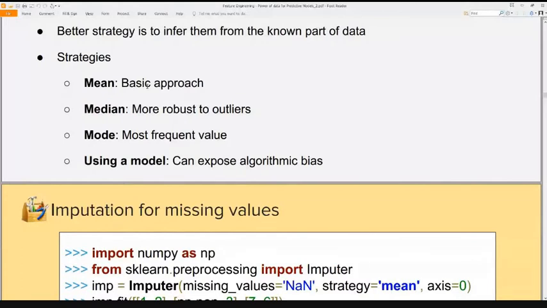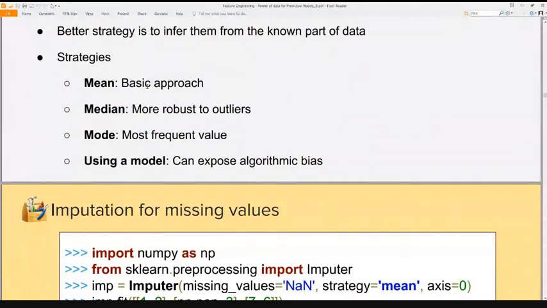So sometimes if you impute with the mean, it will not work. We have the median. The median is more robust to outliers. Half the people earn more than this, half earn less than this. So with the median, whether there are outliers or not, they do not affect the median. Then there's the most frequent value.